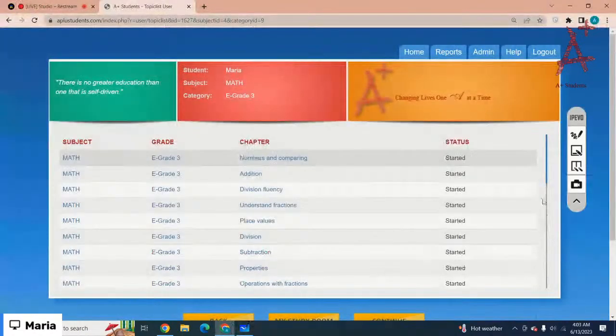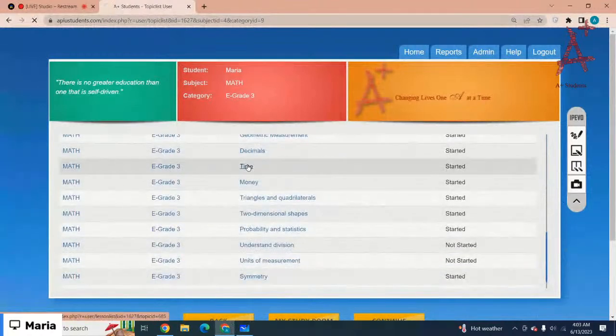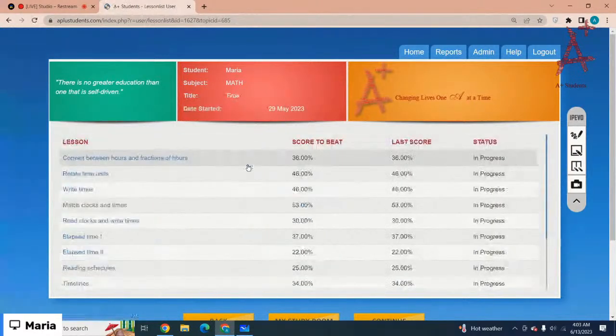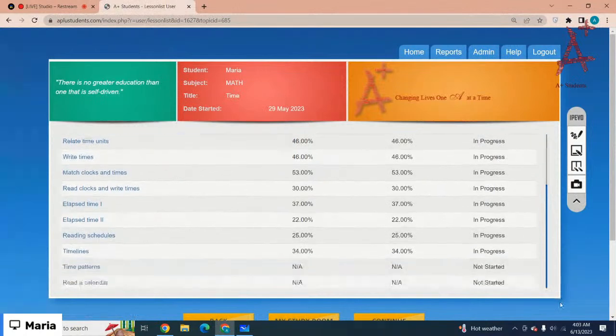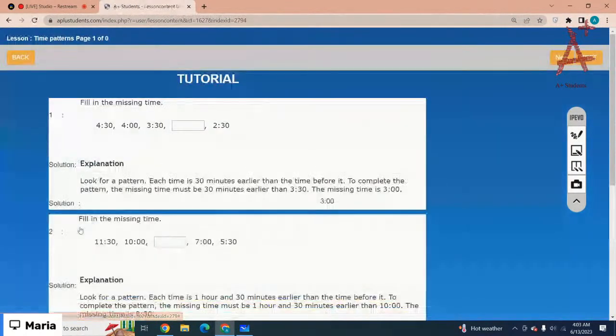Okay, so here I'm on grade 3 maths. We're going to start with the chapter time. Let's just start with the chapter. And here is the lesson we're going to start with, time patterns. So let's just start with the lesson.